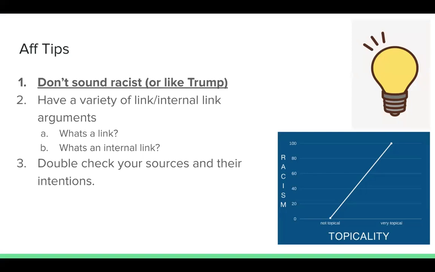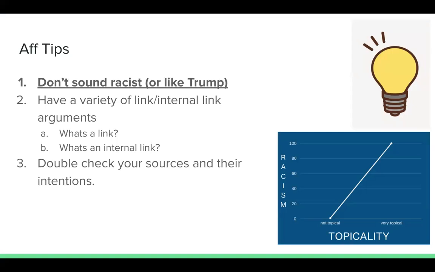So first, I want to say for AFF tips. So we've all, maybe some of us, at least I know I, over the summer, was having fun following the little bit of debate drama going on between camps. And honestly, it didn't mean anything, but I did think it came out with one really good conclusion that we all need to have. The most important thing on this topic, the best tip I can give you on the affirmative: don't sound racist.